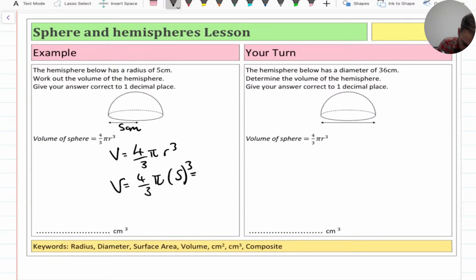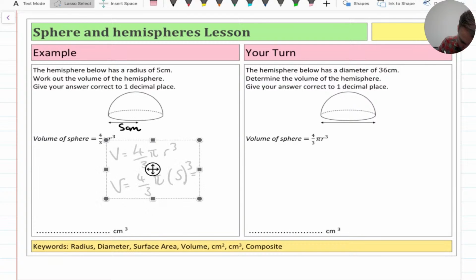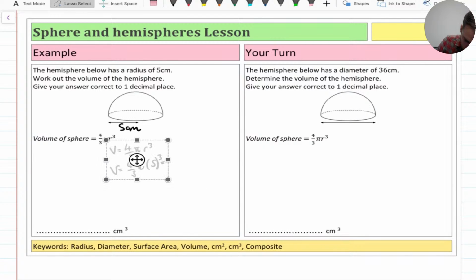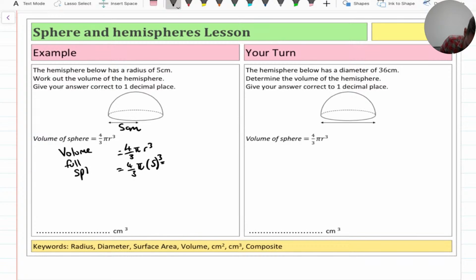So the volume of my full sphere, and I shall probably say that actually. So let's just make it really clear what I'm doing here. So this is the volume of the full sphere is equal to 523.59877. Continuing on. So for a hemisphere, I need to divide this by 2.